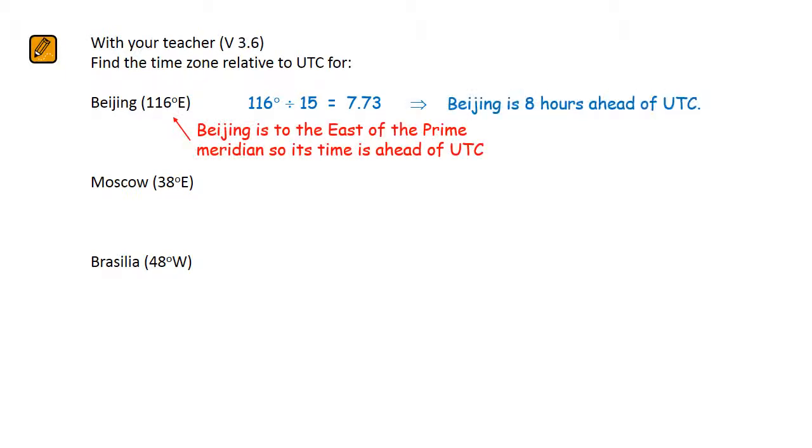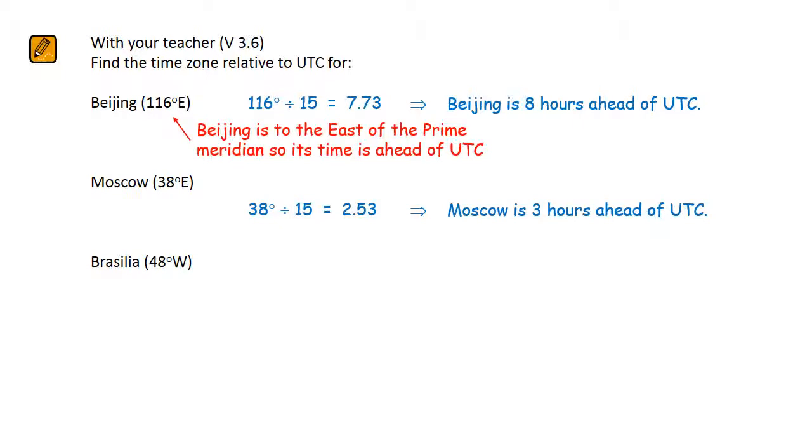Moscow has a longitude of 38 degrees to the east. Take its longitude and divide by 15. Again, we're rounding to the nearest, so we round up to 3. And because Moscow is to the east of the prime meridian, it will be ahead. Moscow is 3 hours ahead of UTC.